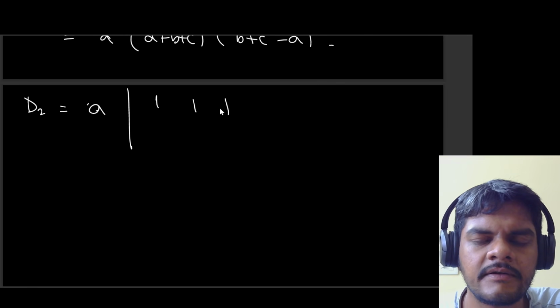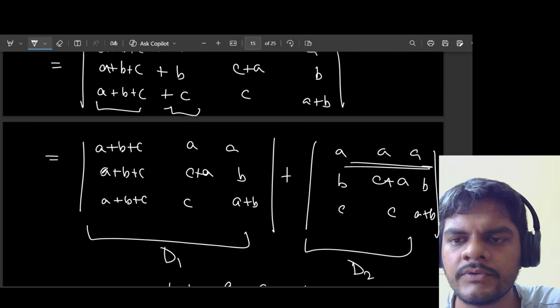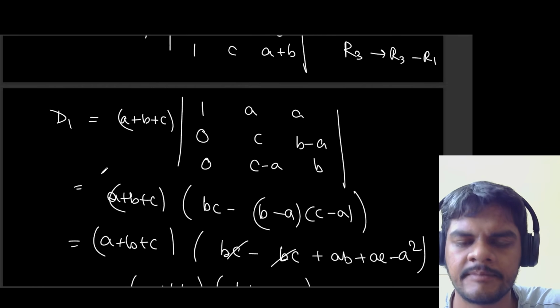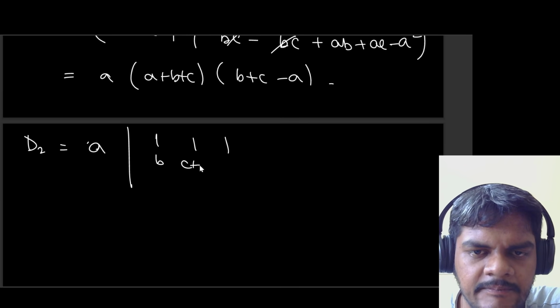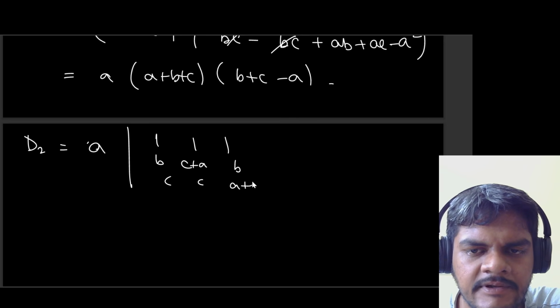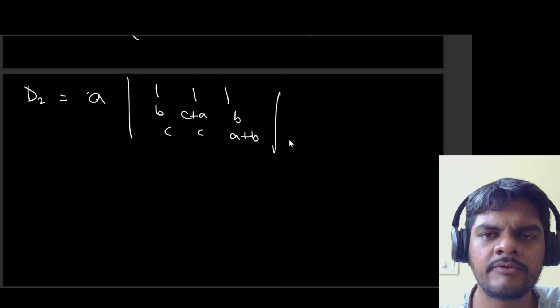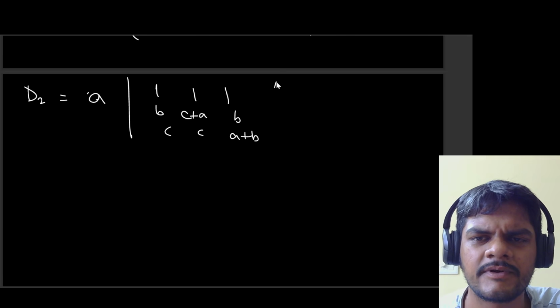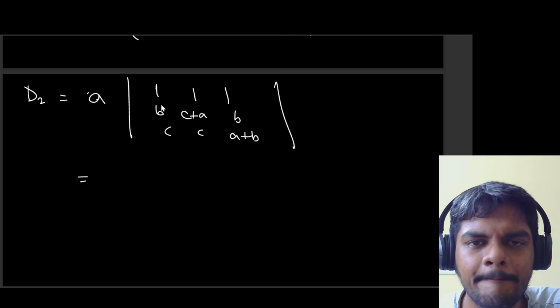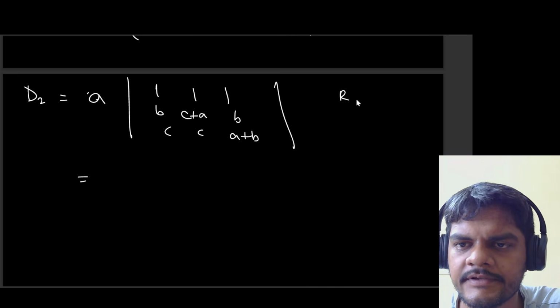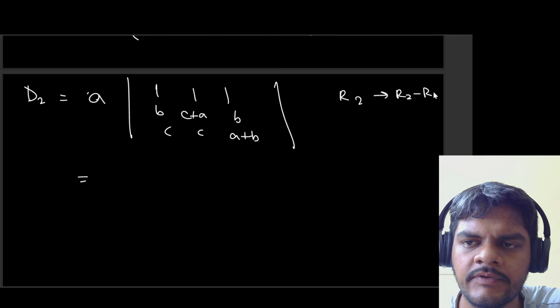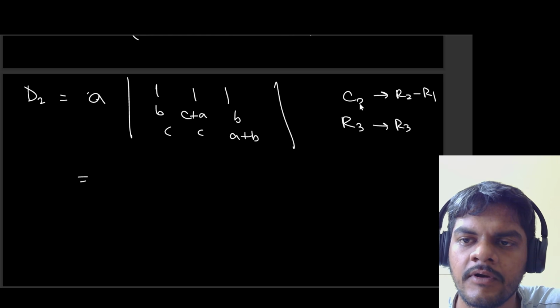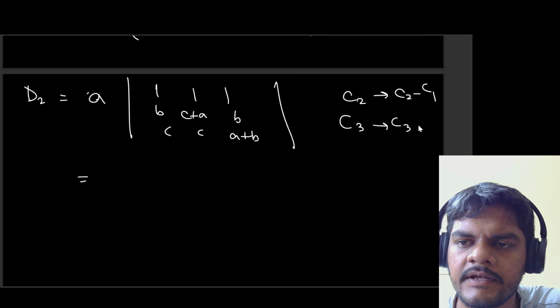It will be 1, 1, 1. And what will be left of the second two rows? B, C plus A, B. C, C, A plus B. How do we calculate this one? Now, here I'll do an operation. Row 2 will be row 2 minus row 1. Not row, column. Column 2 will be column 2 minus column 1. Column 3 will be column 3 minus column 1.